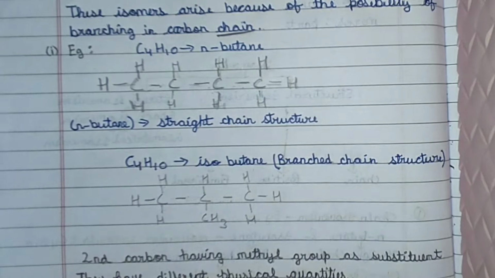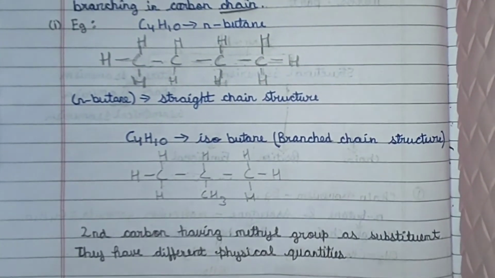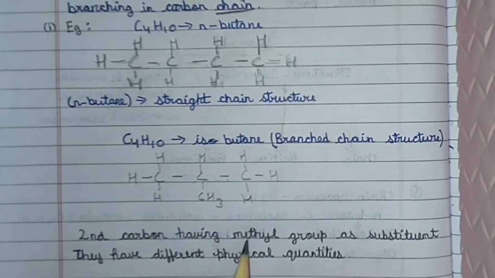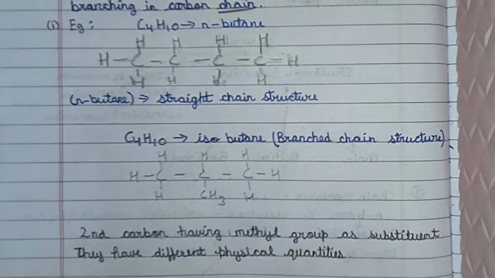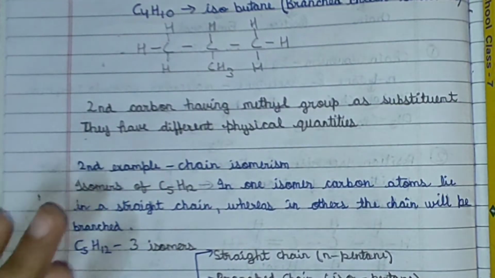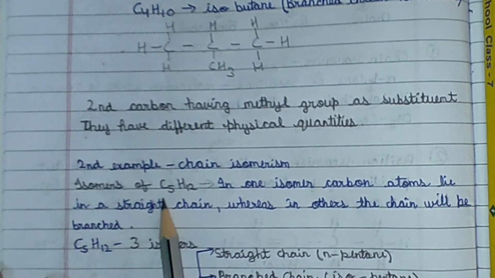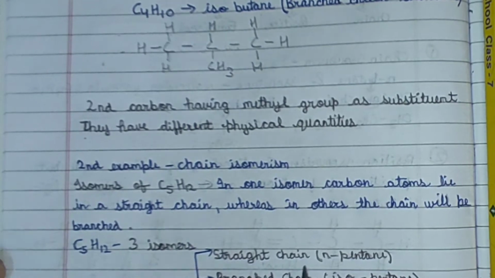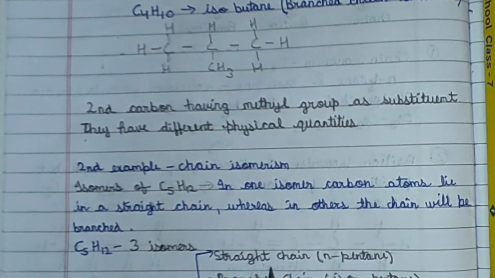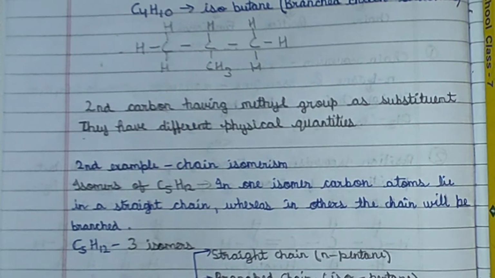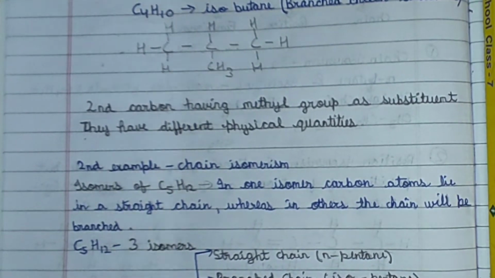Basically, we have to take one carbon less, and in the second carbon, there will be a methyl group as substituent. Now we will take one more example of chain isomerism. So we will take the example of C5H12. C5H12 has 3 isomers. One isomer will be straight chain, that is n-pentane, whereas the others will be branched chain, that is isopentane and neopentane.